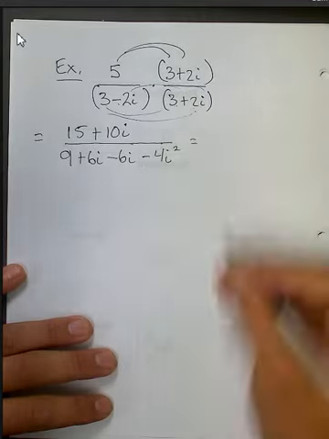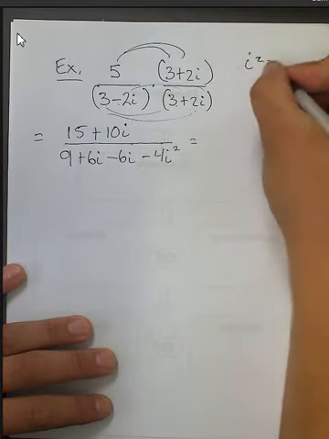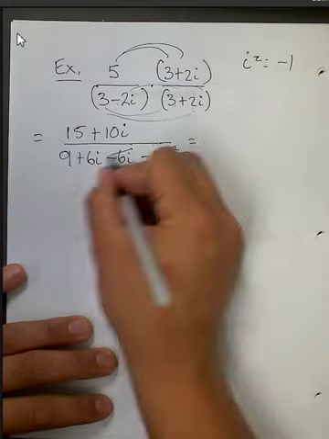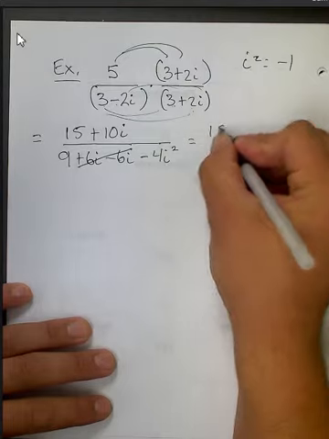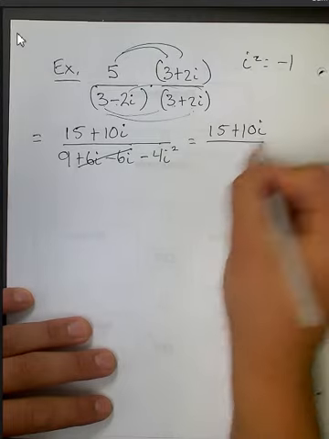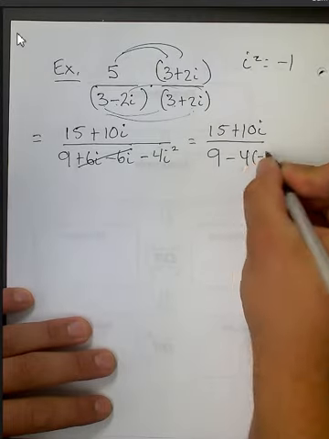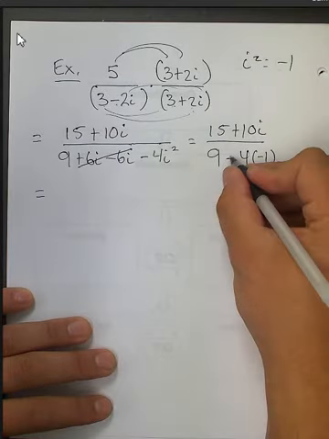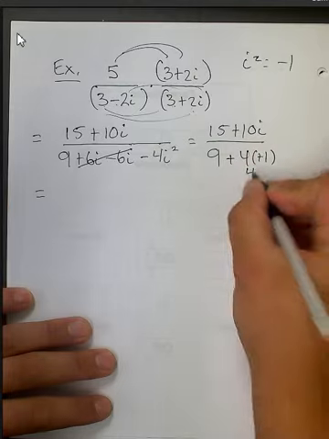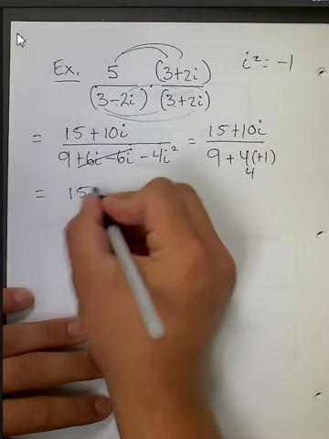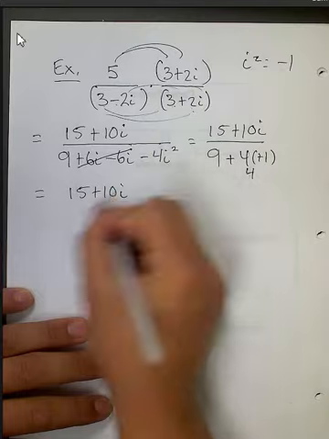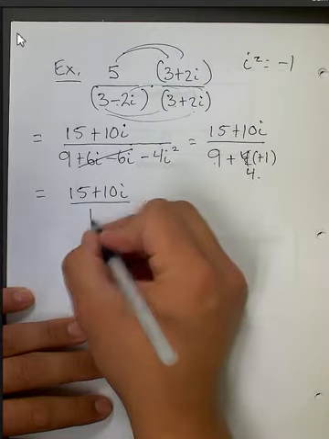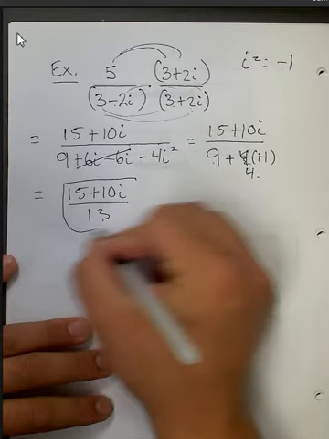I squared is equal to negative 1, so I'm going to substitute in there. So this goes away, and I get 15 plus 10i over 9 minus 4 times negative 1. 9 minus 4 times negative 1, this becomes a positive 4, and we get 15 plus 10i over 9 plus 4, that is 13, and that's your final answer.